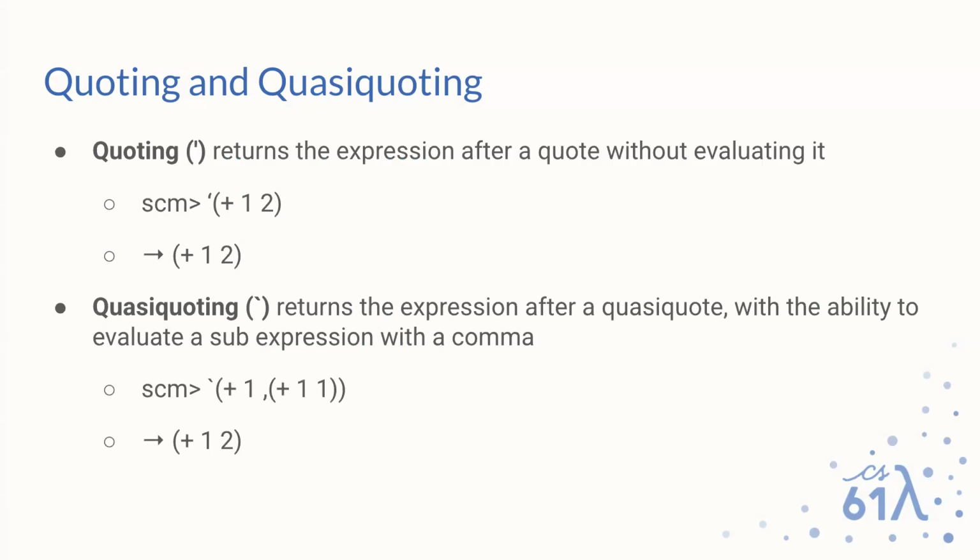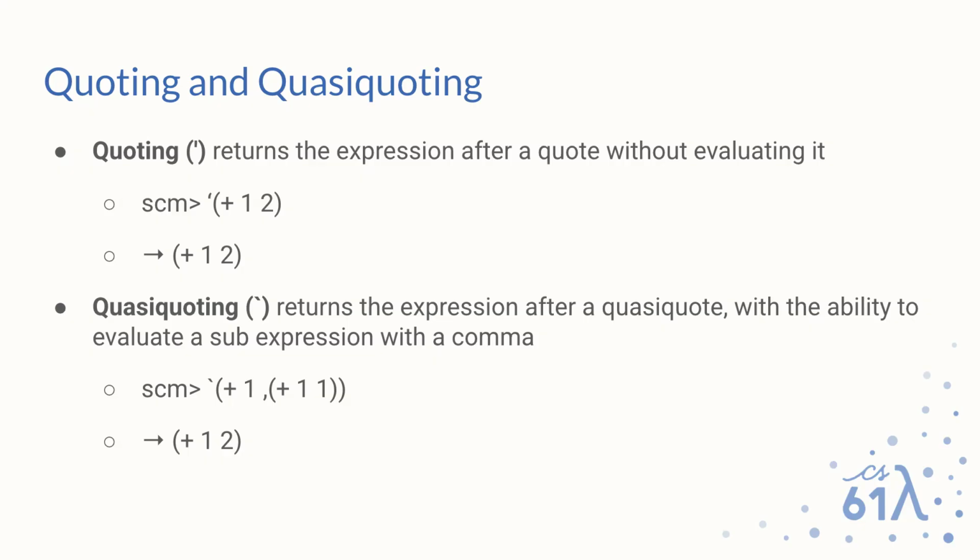Before we understand macros, it's necessary to understand the difference between quoting and quasi-quoting, which did come up earlier. Just to reiterate, quoting will return the entire expression without evaluating it, but with quasi-quoting, you can evaluate certain sections of the quoted expression with a comma. If this quasi-quote expression were just a regular quote without the comma, you would literally just get parentheses plus one, one. But with quasi-quote, you can take this comma and evaluate this to 2, and then just return plus 1, 2.